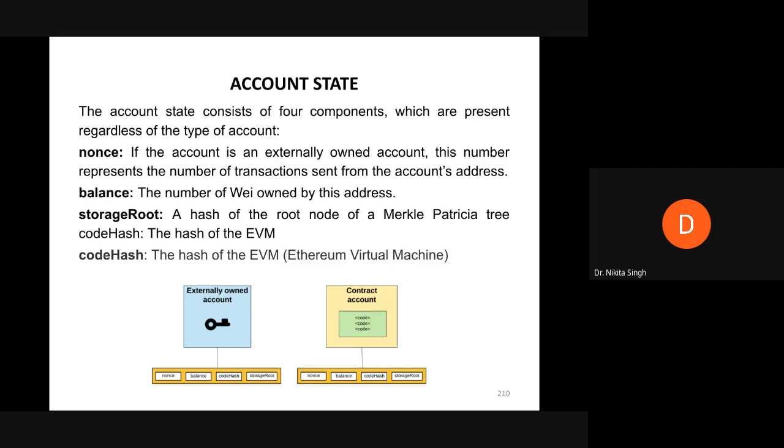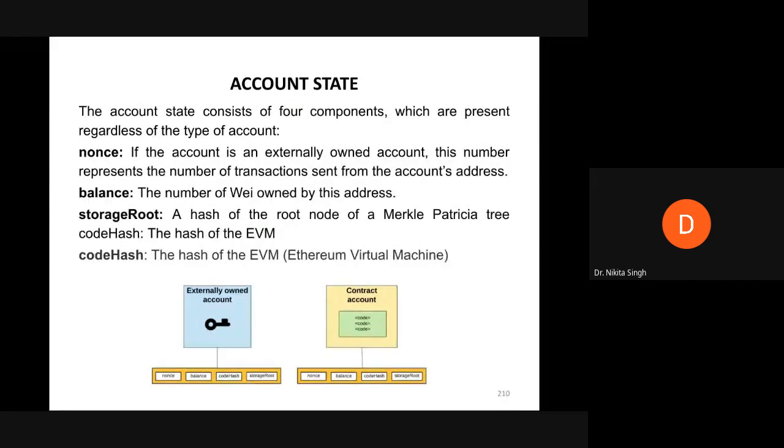Next, if time permits, we will talk about Ethereum transactions, and we'll also get into detail about what gas is, how payments are made, and how transactions are initiated. So we'll see each of these one by one. We'll firstly talk about the account state.